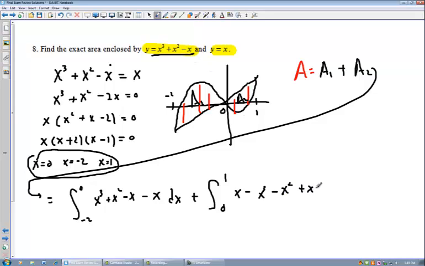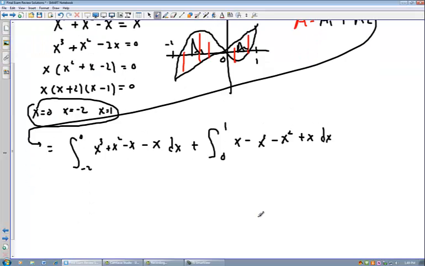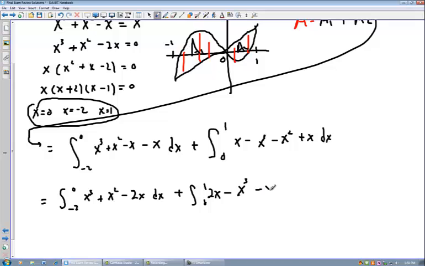And since I'm trying to find the exact area, and it doesn't say I can use my calculator, I can't use my calculator, so I'm going to have to do this by hand. So let's simplify just a little bit. So I have the integral of x cubed plus x squared minus 2x dx, and then plus the integral from 0 to 1 of x plus x, so I have 2x minus x cubed minus x squared dx.